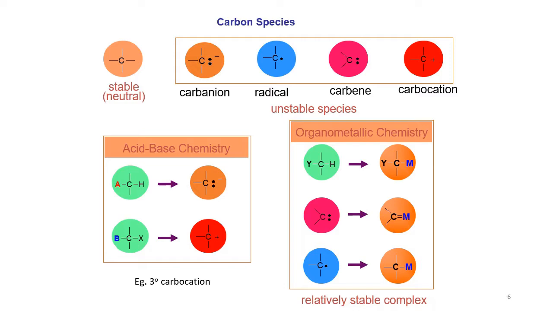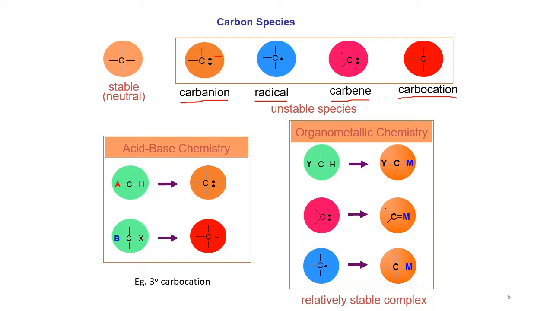When we look at carbon species, there are many types. This is a stable neutral carbon. When it lacks one bond, it becomes a carbanion. When it only has one electron here, it becomes a radical. When it lacks two bonds, it becomes a carbene. And when it has a plus charge, it becomes a carbocation.